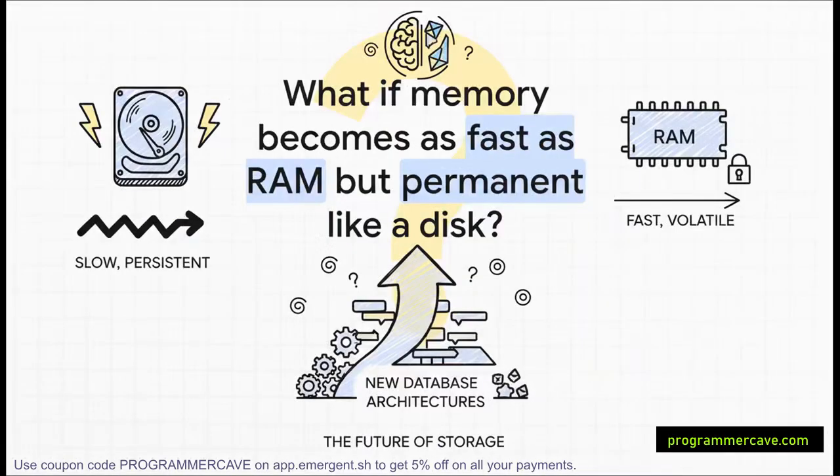So I want to leave you with a final thought here. Pretty much every storage engine we've talked about today is designed around the basic trade-offs between slow, persistent disks and fast but volatile RAM. But what happens when that distinction just goes away? What happens when we have memory that's as fast as RAM, but it's also permanent, like a disk? All of the fundamental assumptions that shaped B trees and LSM trees could be completely turned on their heads, paving the way for entirely new database architectures. The future of storage? Well, it's going to be fascinating to watch.